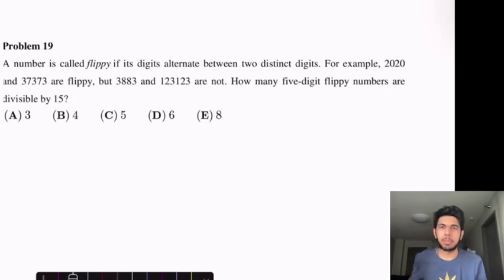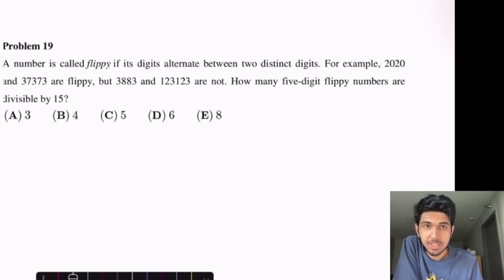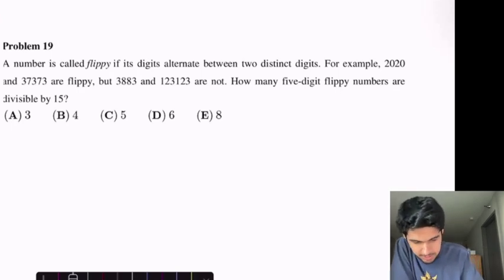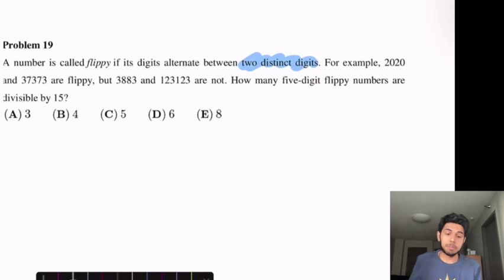All right, on to problem 19. A number is called flippy if its digits alternate between 2 distinct digits. For example, 2020 and 37373 are flippy, but 3883 and 123 are not. How many 5-digit flippy numbers are divisible by 15?